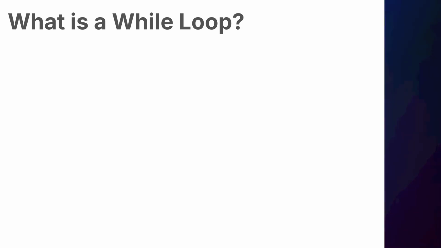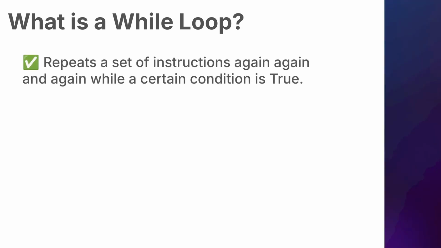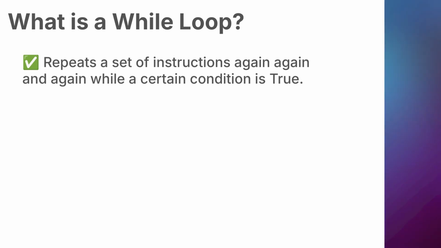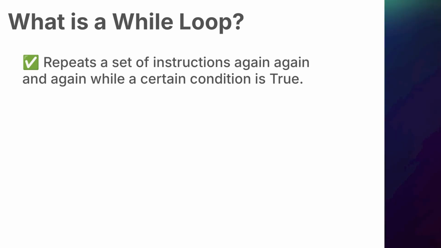What is a while loop? A while loop is a tool in Python that repeats a set of instructions again and again while, or as long as, a certain condition is true. The moment the condition becomes false, the loop stops.